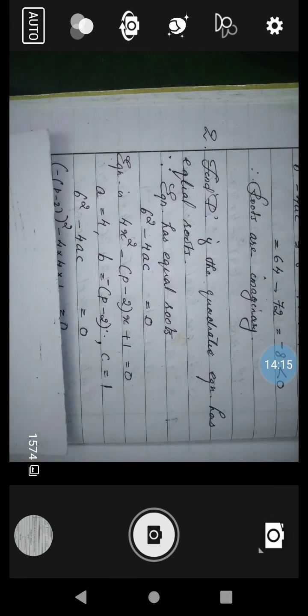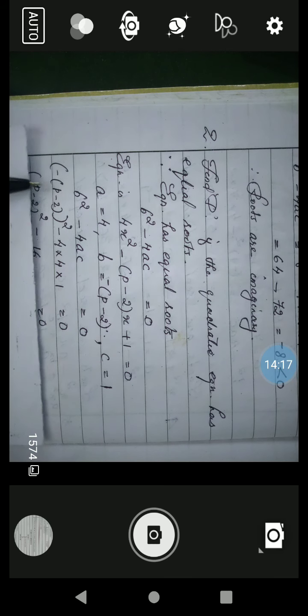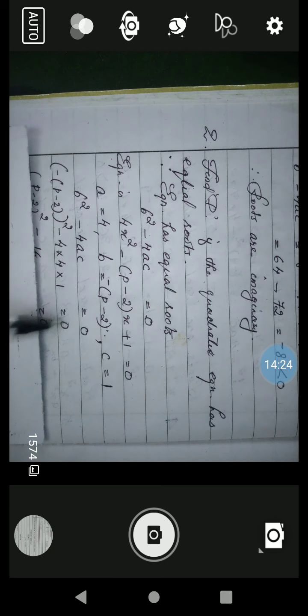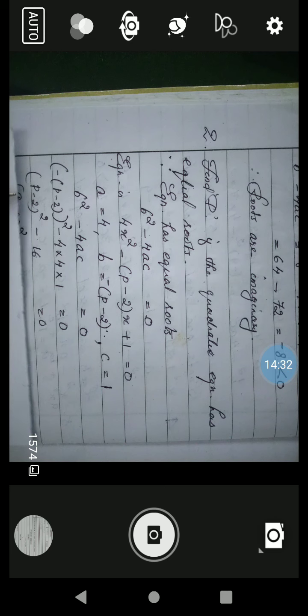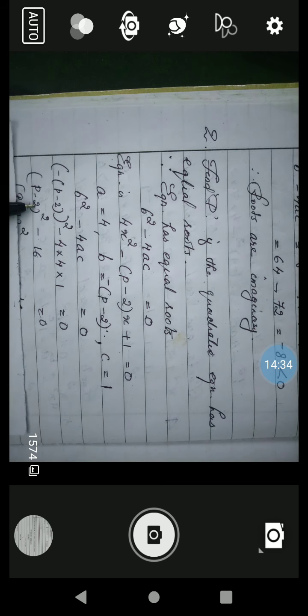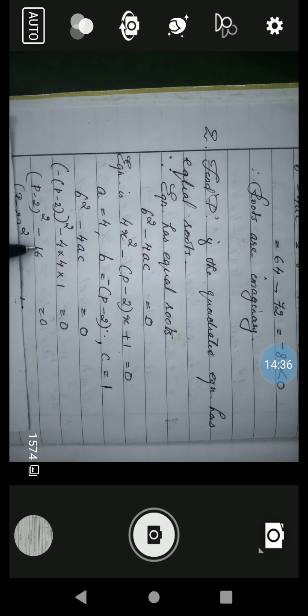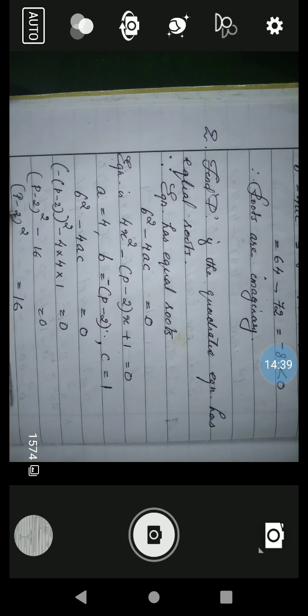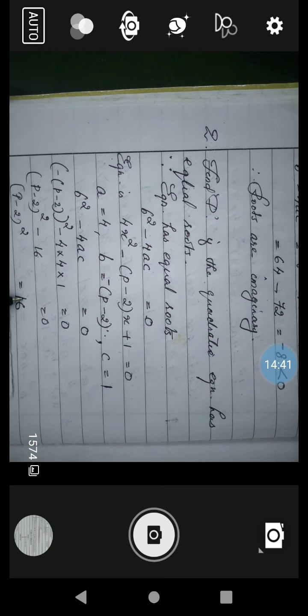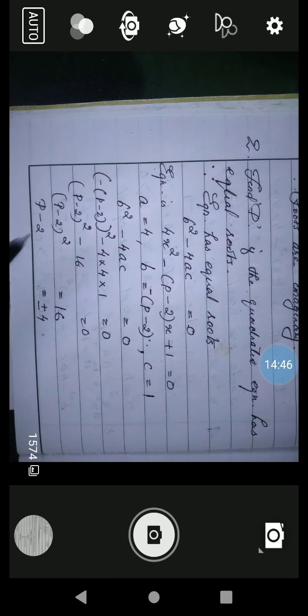So, substitute values: minus of p minus 2 the whole square minus 4 into 1, 4ac equal to 0. Minus of this the whole square, minus and minus cancelled, you will get p minus 2 the whole square itself. Minus 4 into 4, 16. So we can write p minus 2 the whole square is 16. Taking square root on both sides, you will get p minus 2 is equal to plus or minus 4.